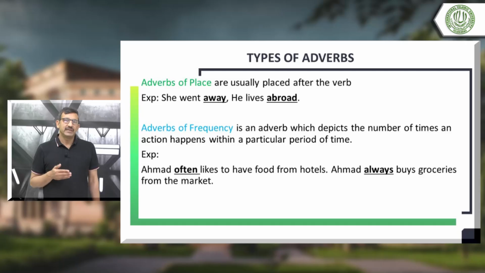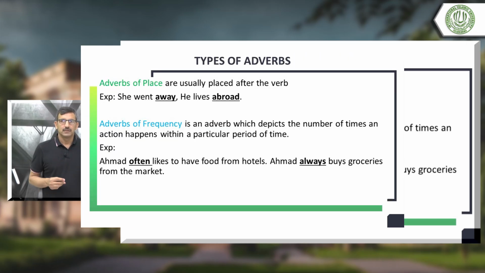The third type of adverbs are adverbs of place. These are usually placed after the verb. For example, she went away. He lives abroad. So, away and abroad are adverbs of place and usually they come after the main verb. The fourth type of adverbs are adverbs of frequency.